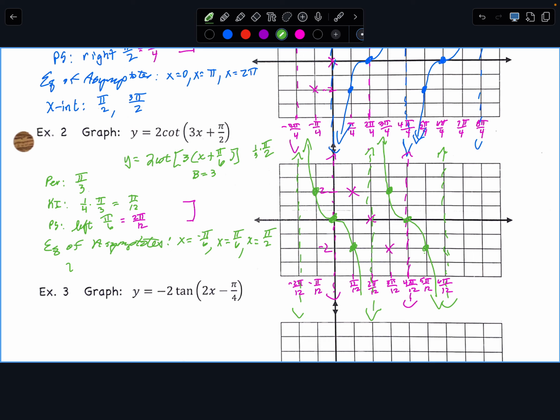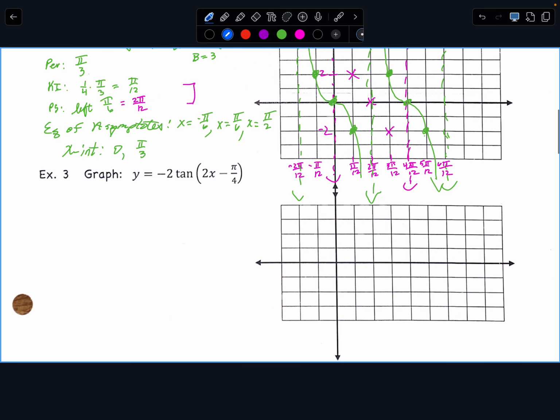And then you have your x-intercepts. And they're at 0 and pi thirds. 4 pi 12ths is pi thirds. The distance between x-intercepts is also the length of the period. All right, and one more here.